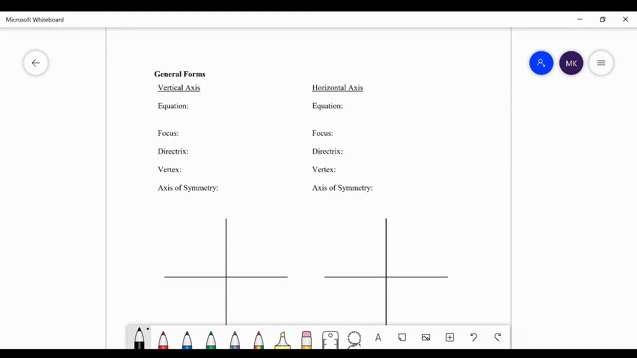In our general equation for a vertical axis parabola, it's going to look like (x minus h) squared equals 4 times p times (y minus k). Notice that x minus h and y minus k are in parentheses. The reason for that is because we want to subtract h off of x to shift our graph and subtract k off of y to shift our graph. Those just give us our movements. Now, what this does for us is we have to adjust our focus, directrix, vertex, and axis of symmetry based on these shifts of h and k.